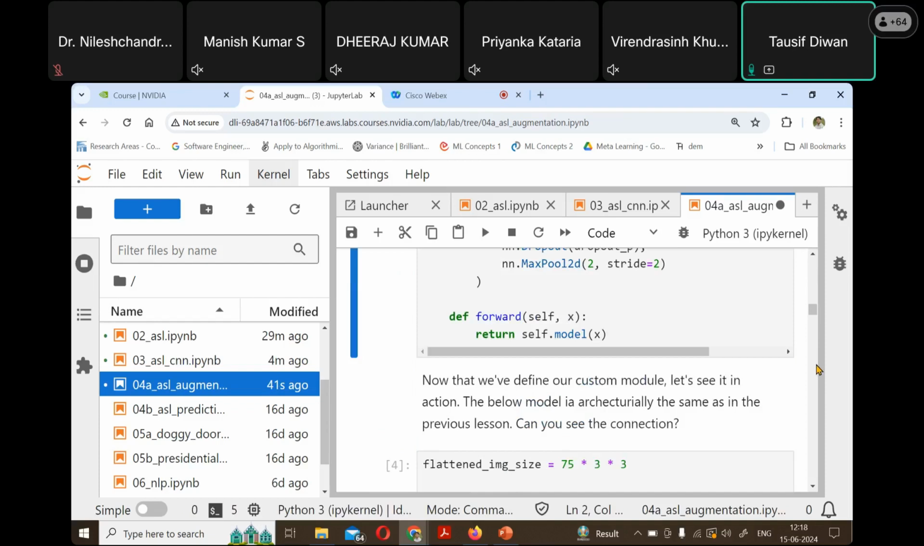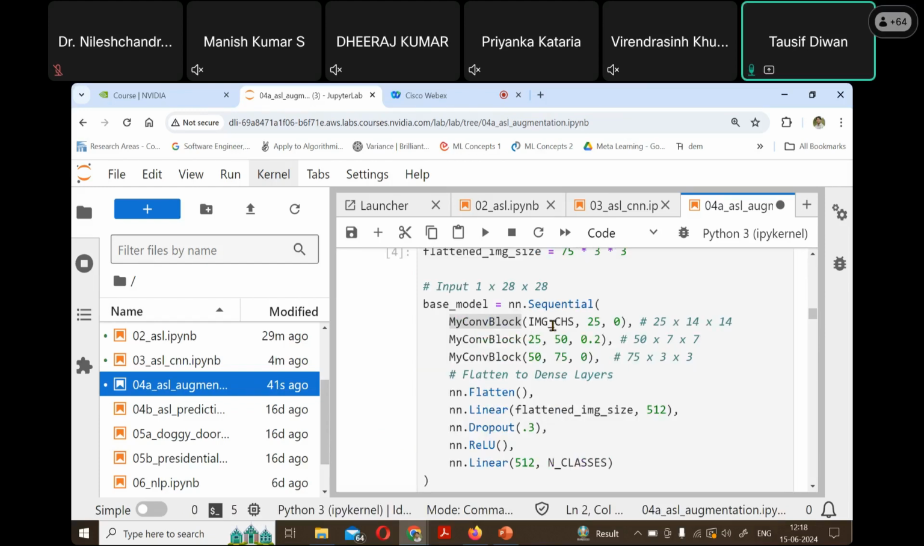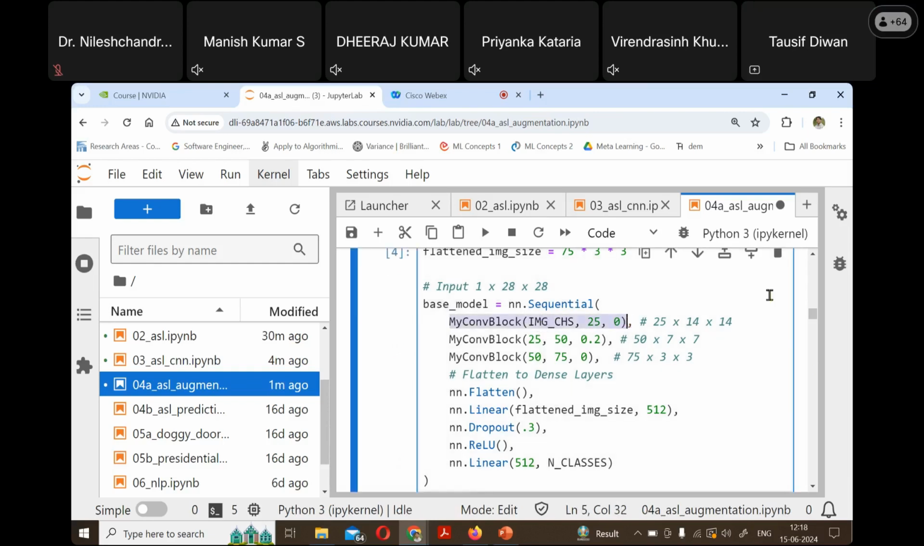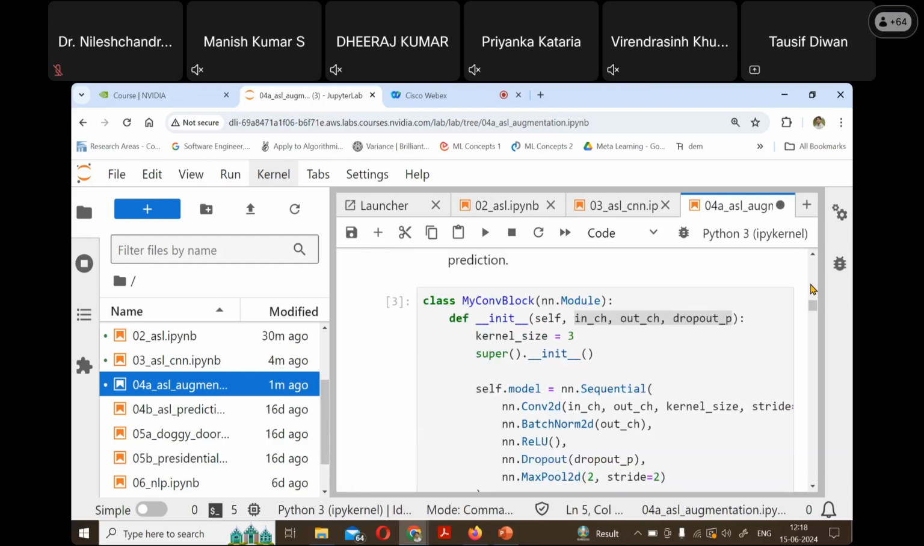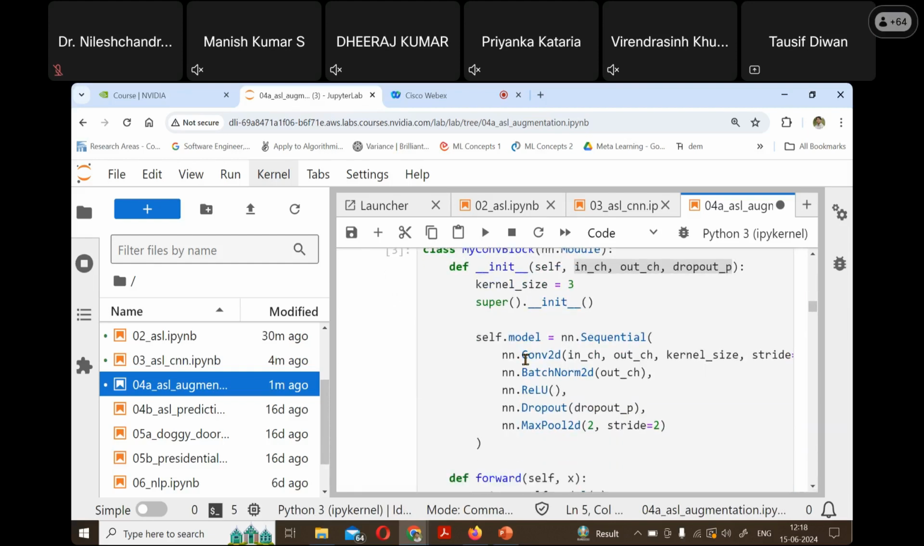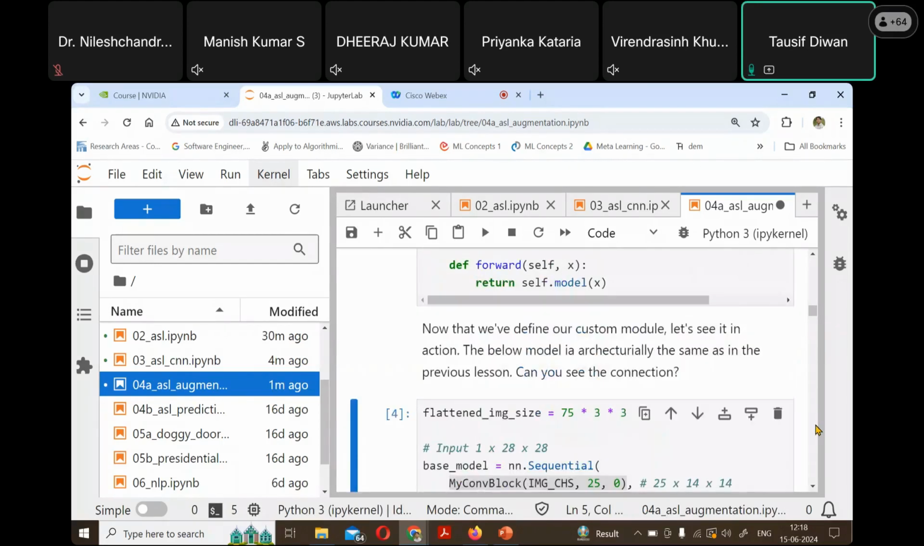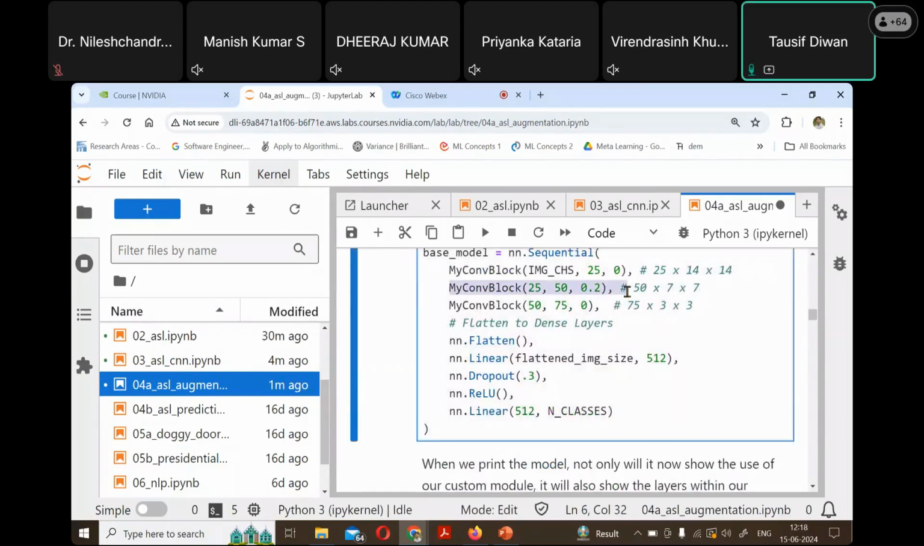This is my first creation, the first convolutional layer. So these are the number of channels in the input, then 25 output channels, and dropout we are not using over here. Once this convolutional block is called with these parameters, these layers get created: first, second, third, fourth. These 5 layers are created. When we call the second one, once again those 5 layers are created. Then the third one is called, once again those 5 layers are created. These are nothing but the output of applying these convolutional layers.